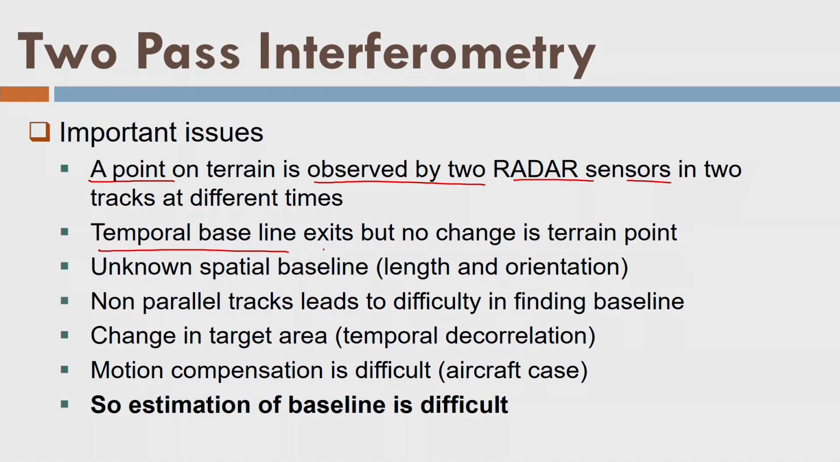So then we have temporal baseline exist. I'm sorry, it should be exist, but no change in the terrain point. Now we have unknown spatial baseline. Tracks are not parallel of the two radar sensors. So it will lead to some difficulty in finding baseline.